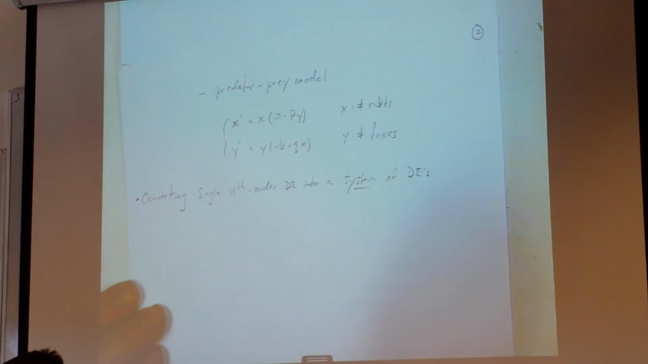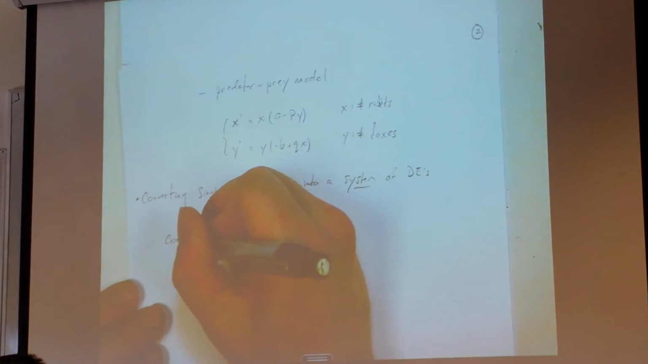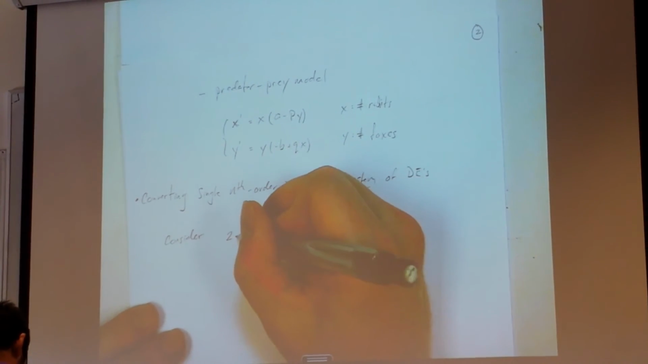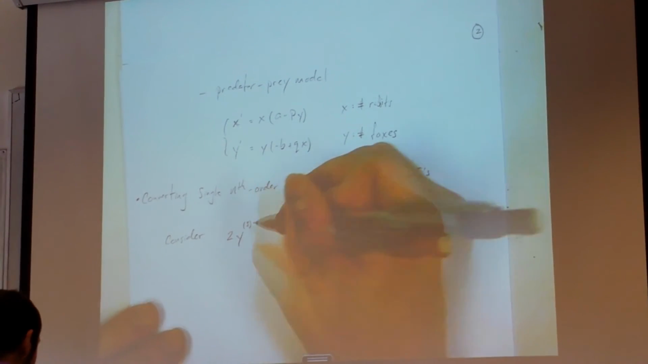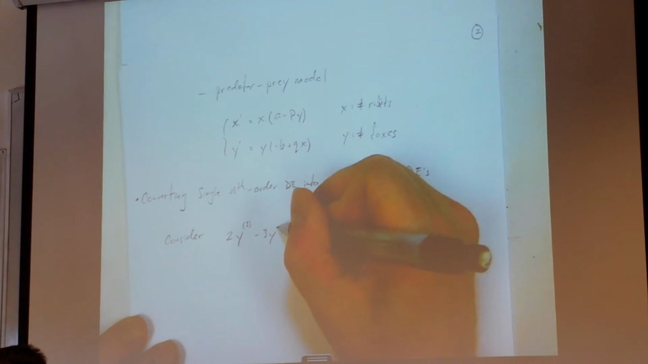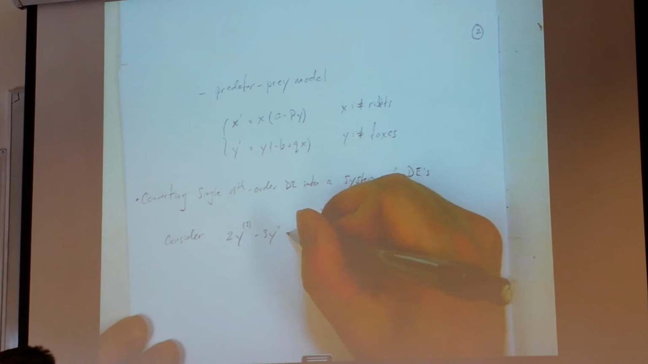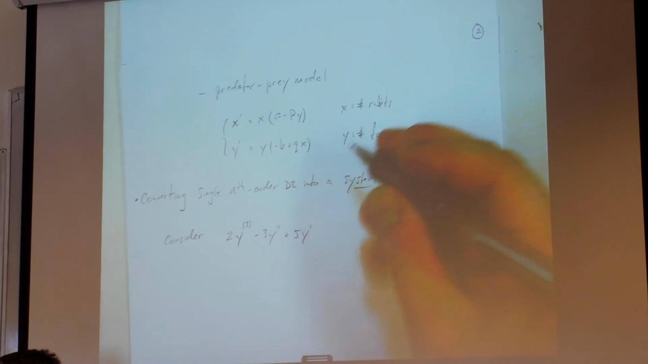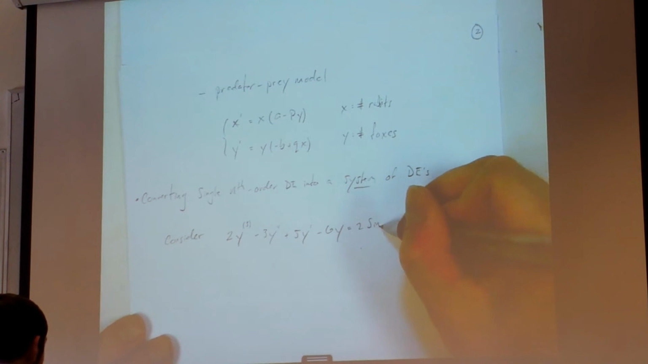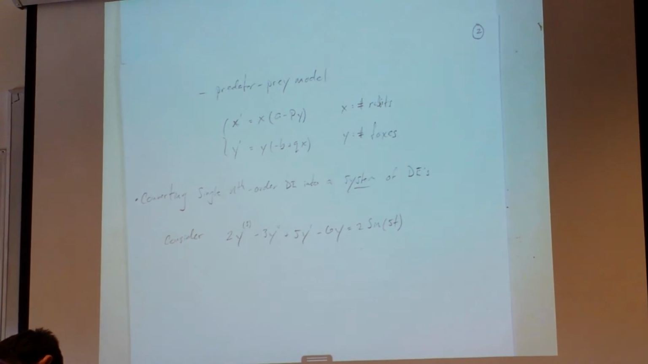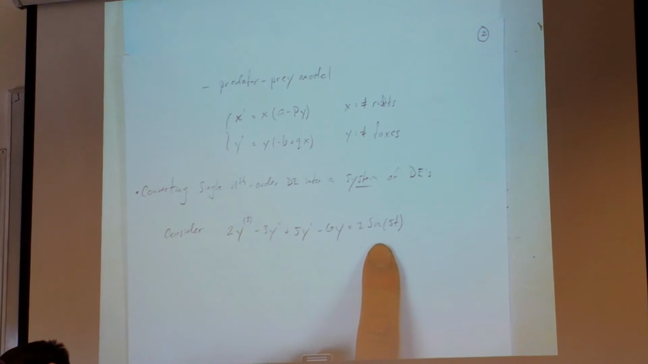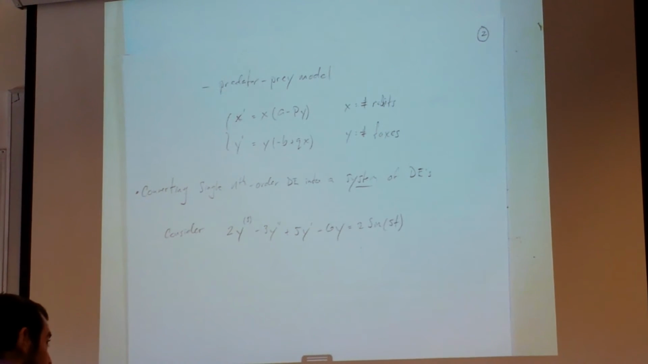So just as an example, consider this third degree equation: 2y triple prime minus 3y double prime plus 5y prime minus 6y equals 2 sine 5t, or something like that. Okay. So this is what we were talking about before. This would be non-homogeneous. This one would be our function f of t, the non-homogeneous bit.